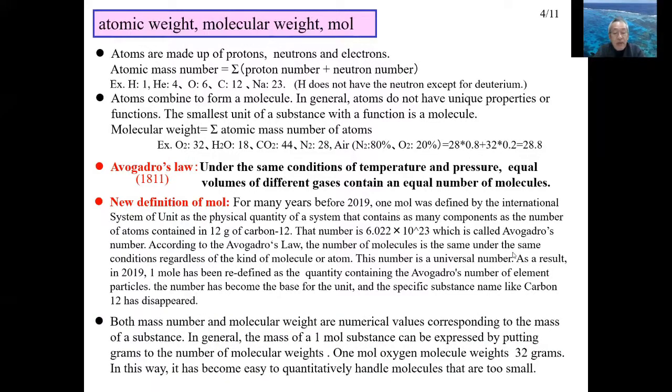Both mass number and molecular weight are numerical values corresponding to the mass of a substance. In general, the mass of one mole of a substance can be expressed by putting grams to the number of the molecular weight. 1 mole of oxygen molecules weighs 32 grams. In this way, it has become easy to quantitatively handle molecules that are too small.